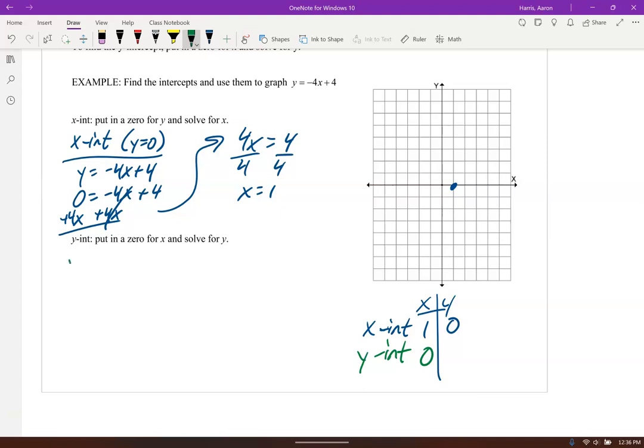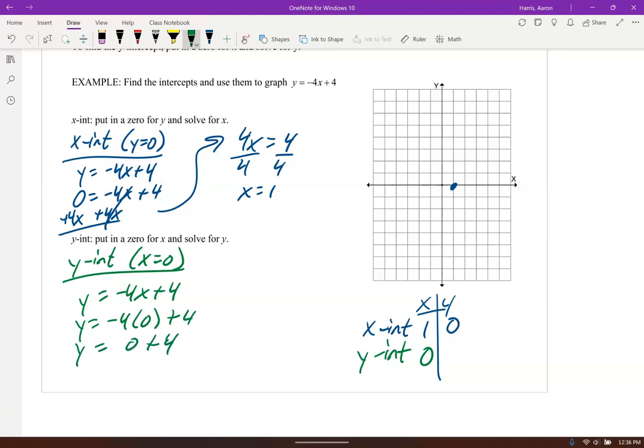Now let's find our y-intercept by letting x be 0. So we have y equals -4x plus 4. We're letting x be 0. Well, 0 plus 4 is 4, so 0, 4. 0, 4 is our point, and we can go ahead and graph that line now from those 2 points.